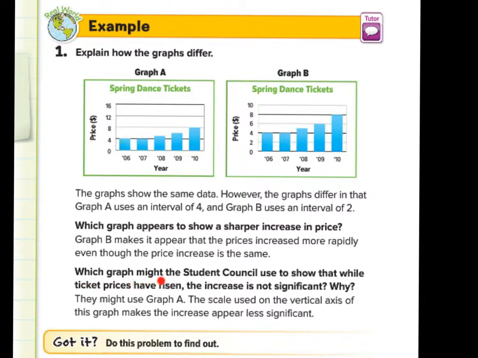Which graph might the student council use to show that while ticket prices have risen, the increase is not significant? And why? Well, I would think they would use graph A because they don't want people to think that the price has gone up by too much. They might use graph A. The scale used on the vertical axis of this graph makes the increase appear less significant.